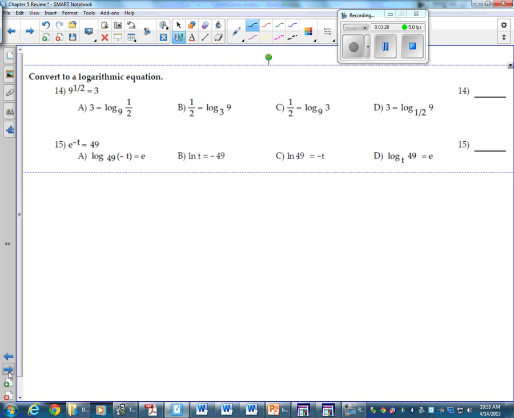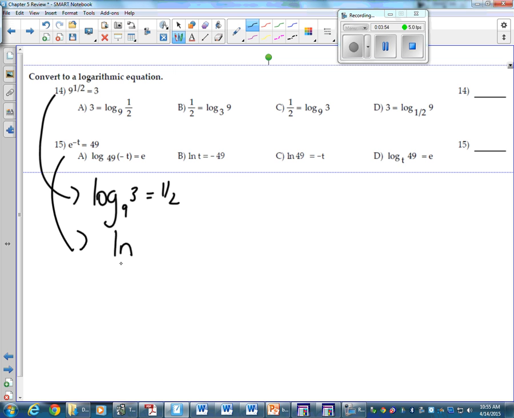14 and 15, they just want me to convert to logarithmic. So in 14, this is my base. So when I'm writing it, it's the log base 9. And make sure you write your base lower, of 3 equals 1/2. And remember, when you rewrote it, it'd be 9 to the 1/2 equals 3, which is what we have here. And then 15, e is my base. But when e is my base, I don't have to write e. I can just write natural log.